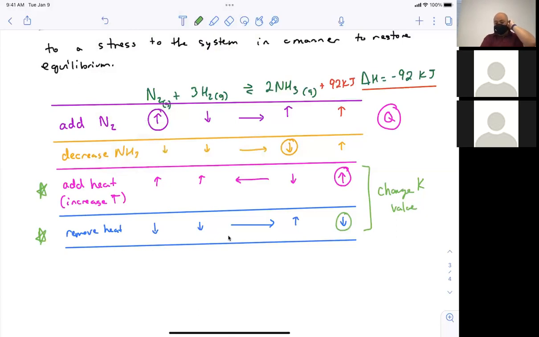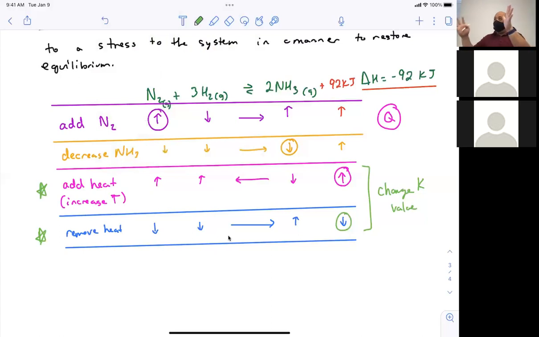Yes. So you do need to remember that when you add or remove heat or change the temperature, the K does change. It's the only factor that changes K. Okay, only factor. Everything else, K stays exactly the same except for temperature.